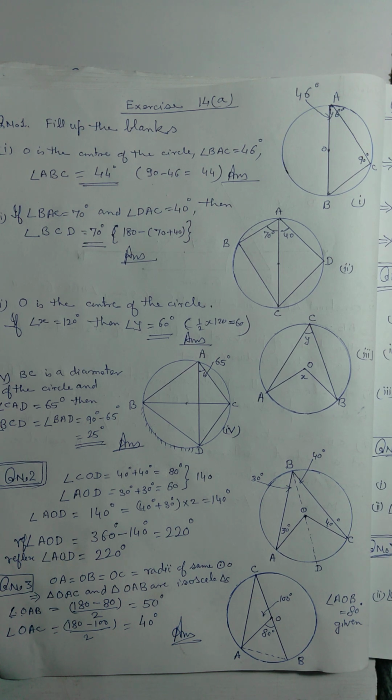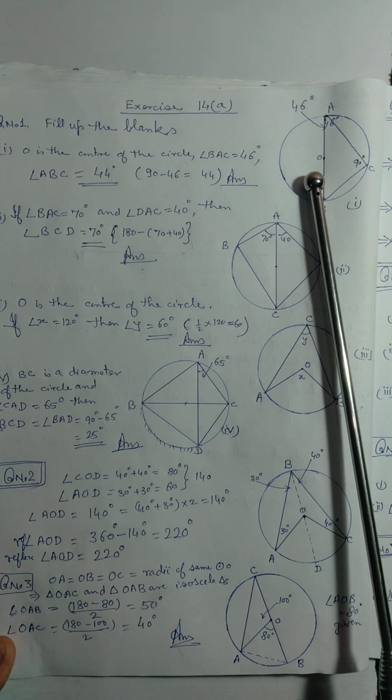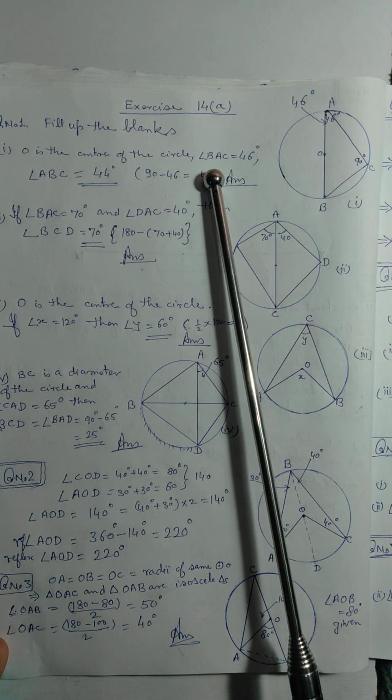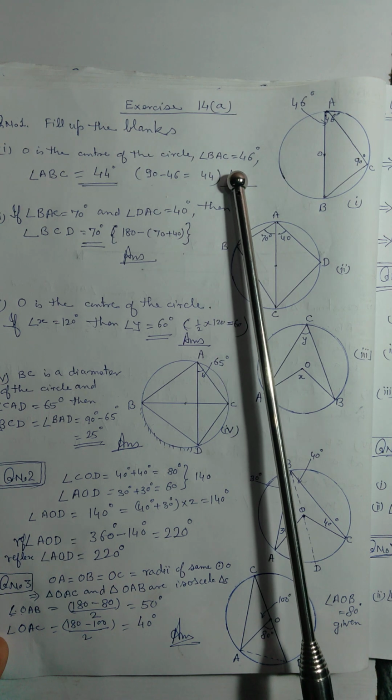ICSE Mathematics Class 10, Chapter 14, Exercise 14A. Fill up the blanks. First part, O is the center of the circle. Here you see O is the center of the circle, and angle BAC is 46 degrees.